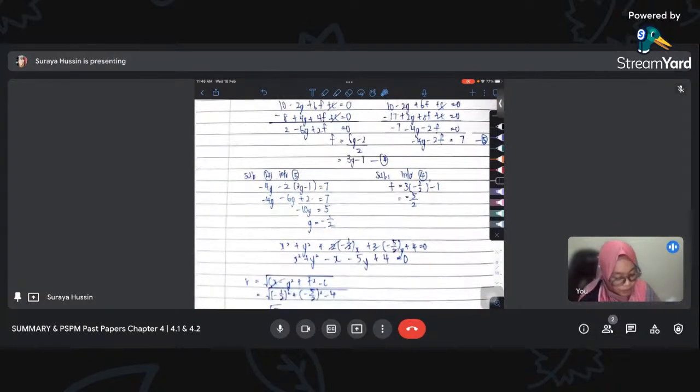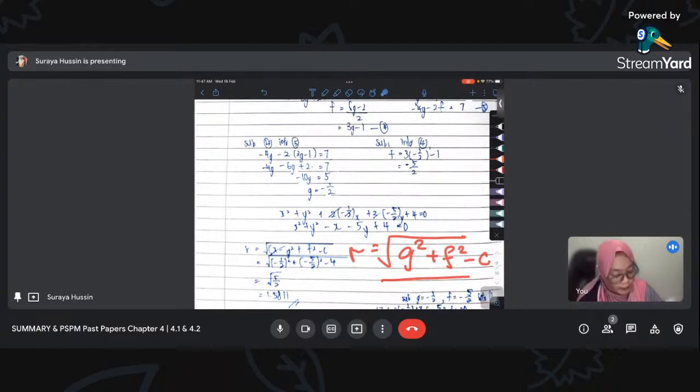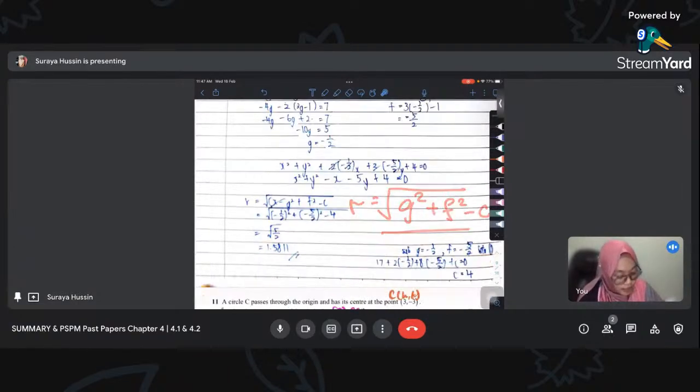Dah jumpa center, boleh masukkan ke dalam equation balik, see. Nak cari radius pula. Kalau cari radius memang kena pakai G squared plus F squared minus C. You know, you gotta hafal this formula lah. Macam tu pula. So, yeah, it's very good to know many ways so that you seronok lah belajar maths.